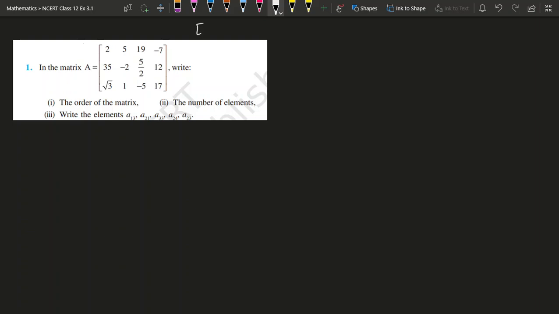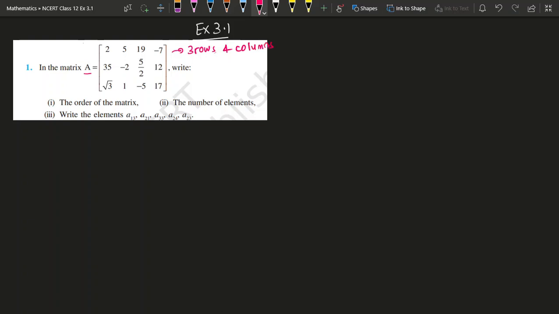Class 12, Exercise 3.1, Chapter is Matrices. So let's begin with the first question. So here we have a matrix. We have a matrix A, and it has three rows and 4 columns. You can count that right away.